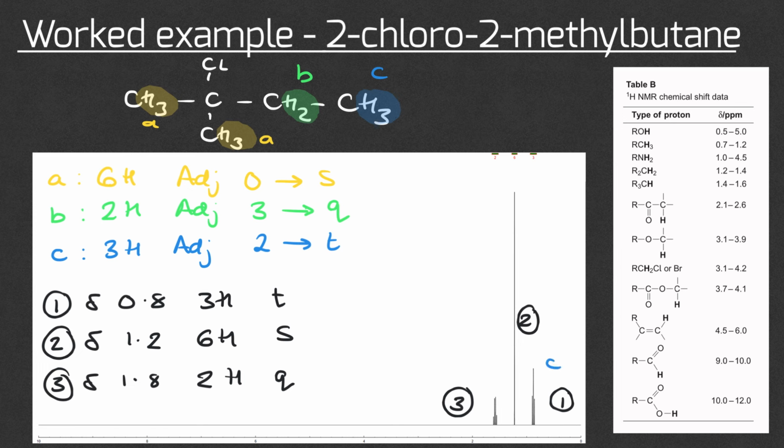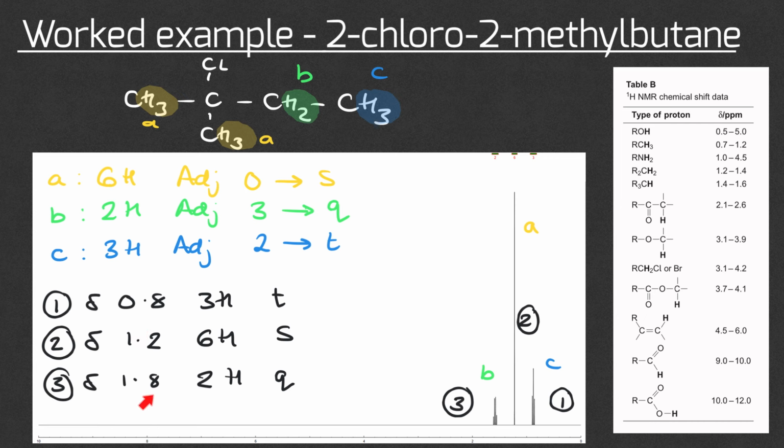So, matching up the information, peak 1 will be environment C, peak 2 environment A, and peak 3 environment B. You might notice that, just like the previous example, this one consists of a triplet, a singlet, then a quartet. However, you could tell the 2 spectra apart by comparing the integrations and the chemical shift values.